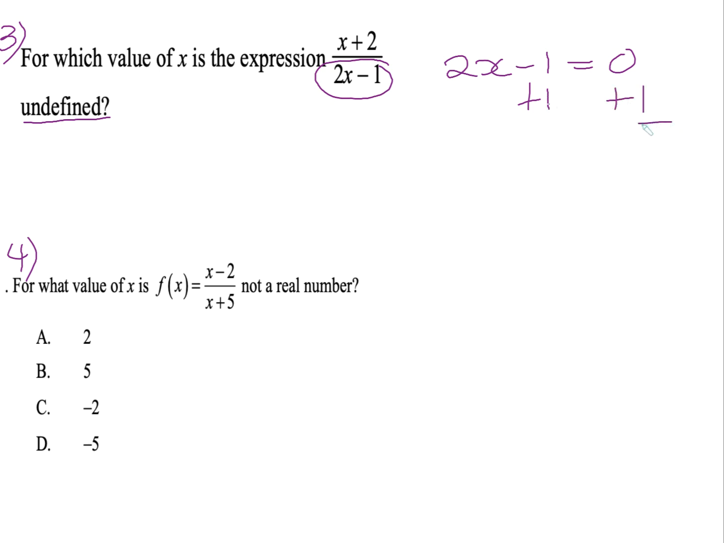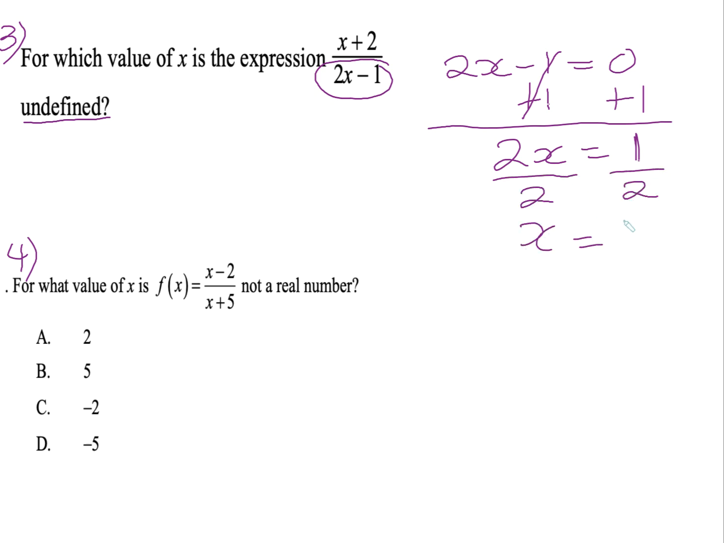This one is a two-step. Wanted to include this because you never know what you might see on the Tasc test. So you have 2x equals 1. Solving for x, we're going to divide both sides by 2. So x equals a half. So the value for x that makes this function undefined is x equals a half.